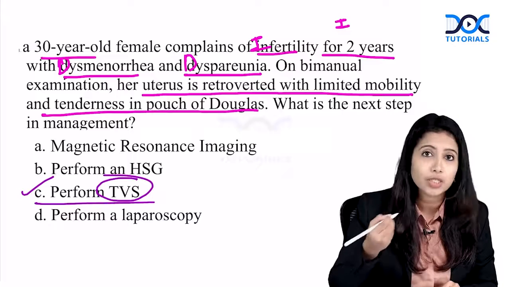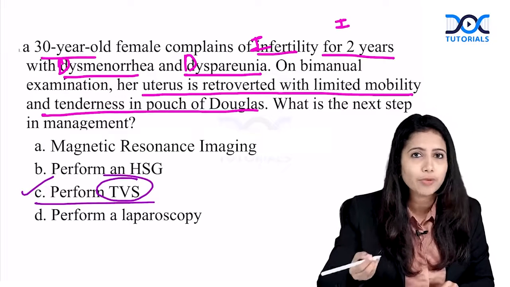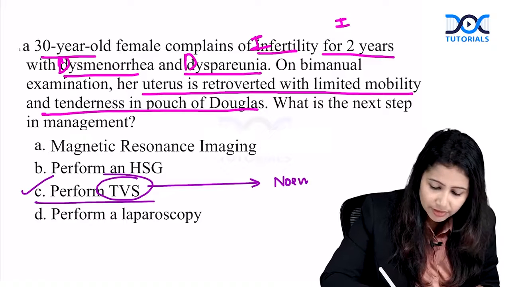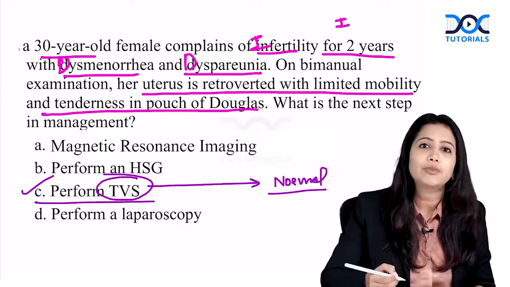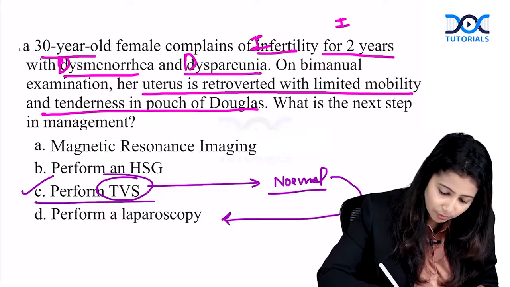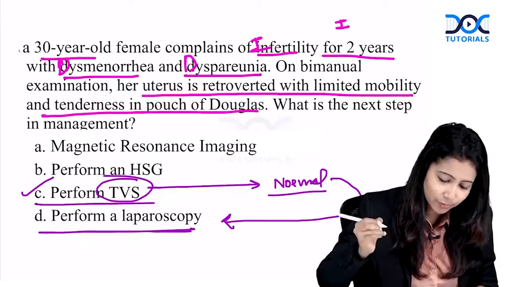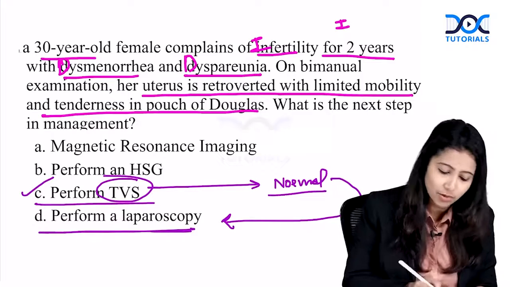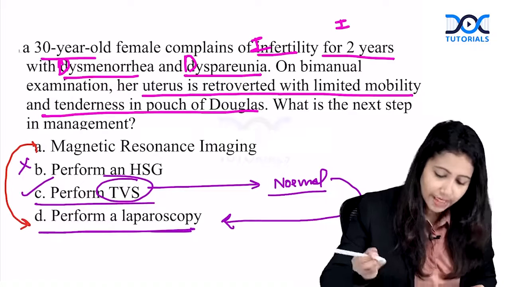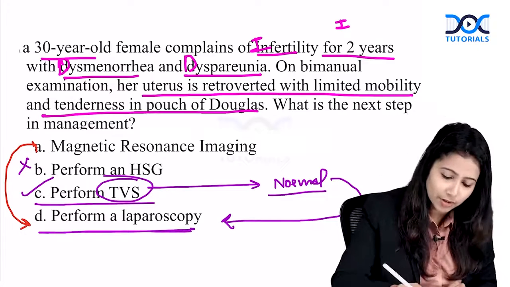If the same question gave me that the transvaginal sonography was done and it is normal, everything is normal, but she is having all these symptoms, what is the next line of investigation? So, next I will go on to perform a laparoscopy. Will I do an HSG? No, HSG is not indicated in this. As I told you, MRI is not done.